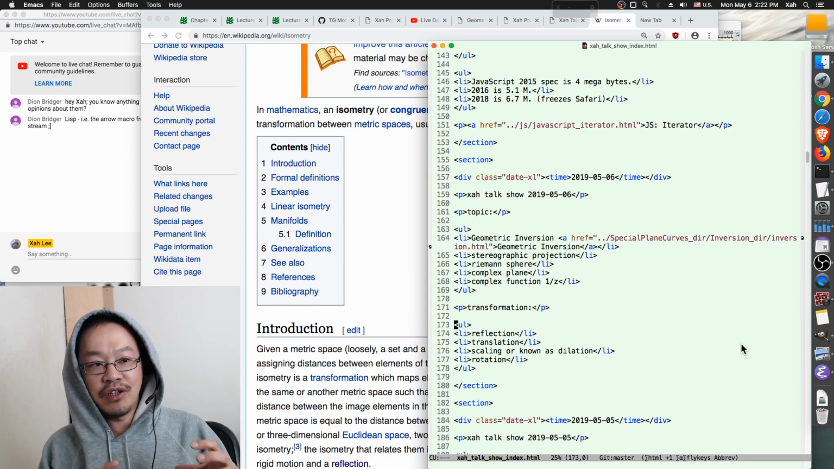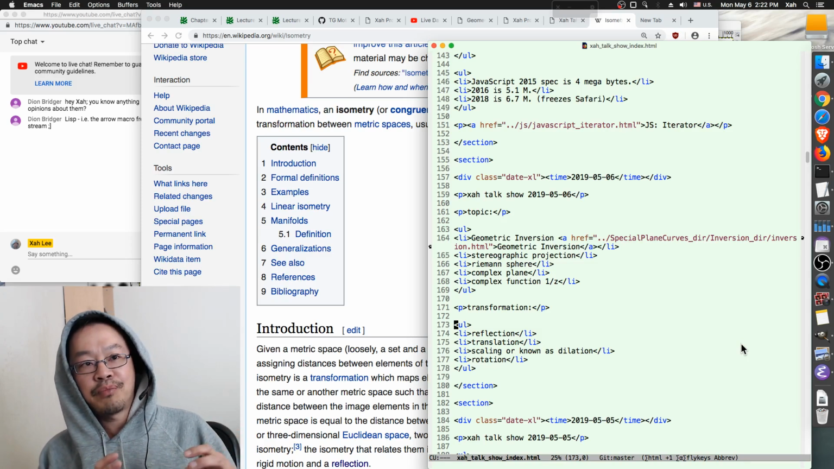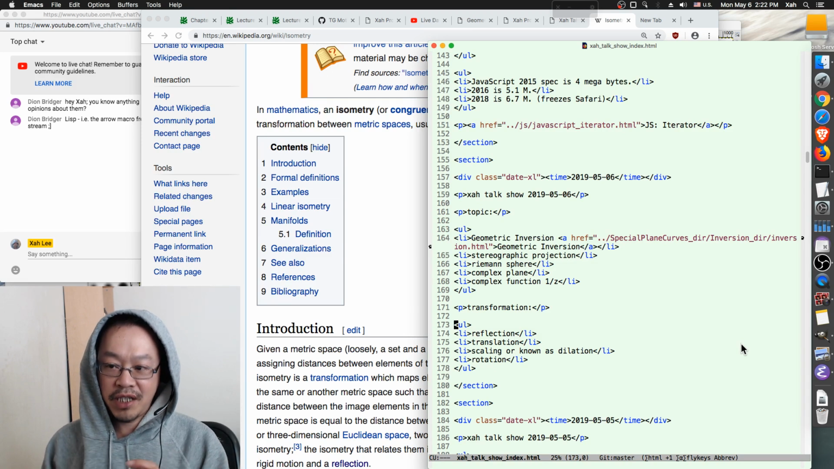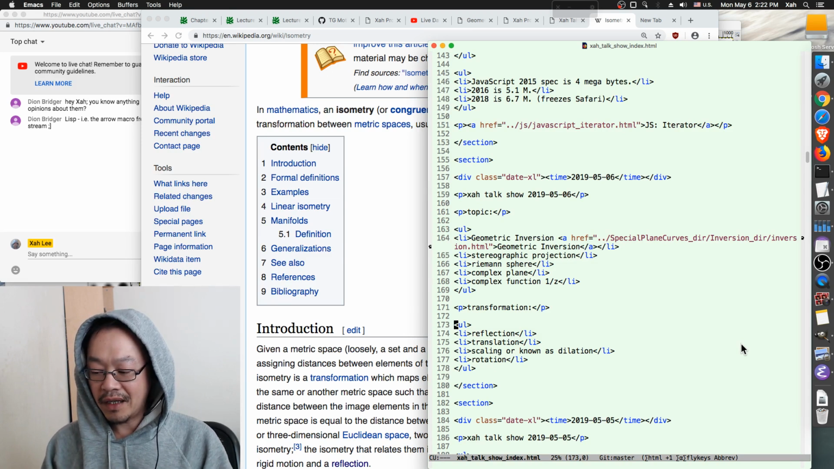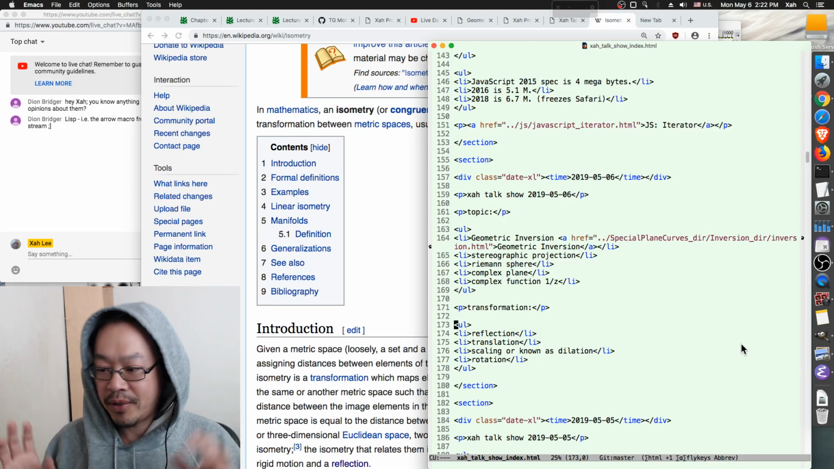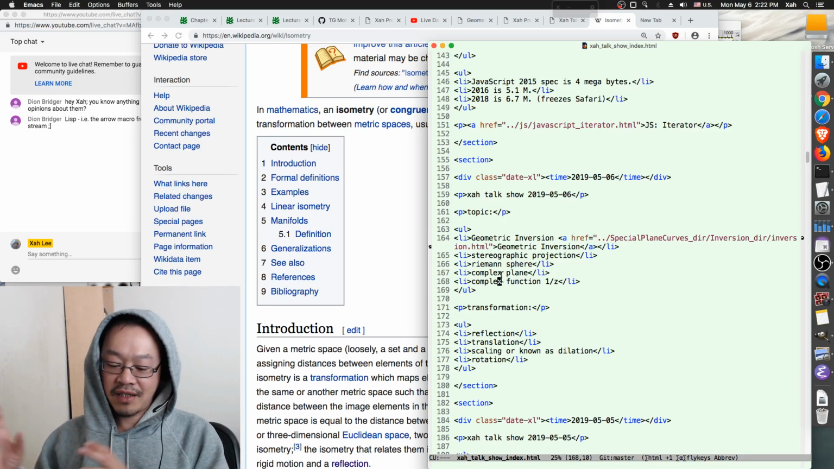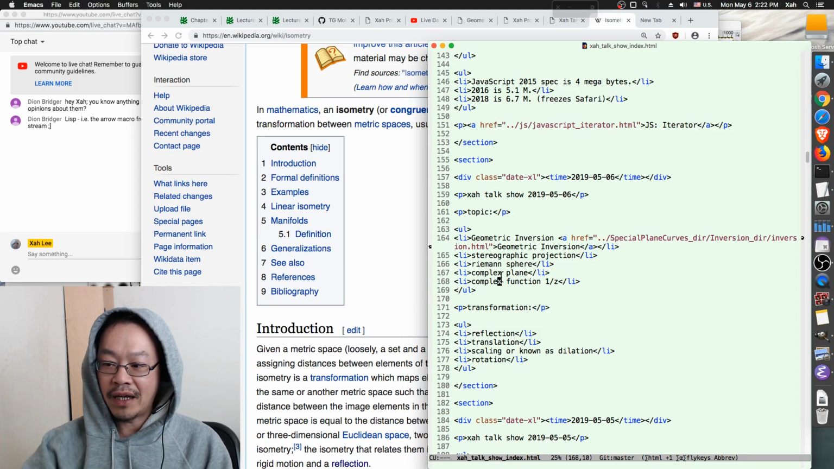But later on, you will start to see other properties. For example, there is an angle preserving property, which is called a conformal map, which is related to complex analysis. We'll get into that.